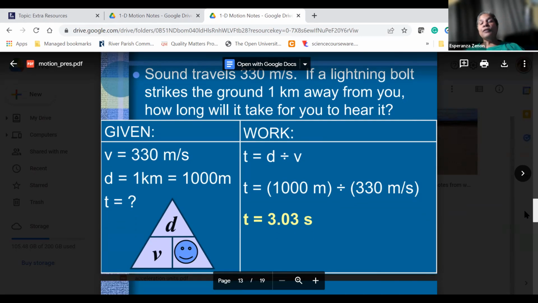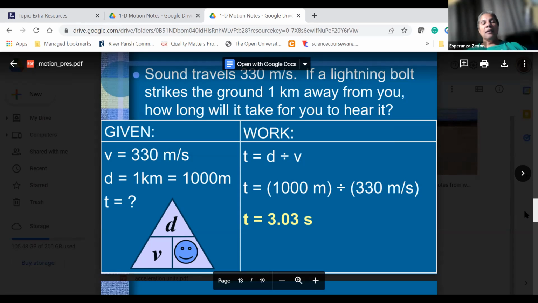Okay. So in this particular example, they give us the speed. They give us the speed for sound, 330 meters per second. And they tell me that the distance is 1 kilometer, because it says 1 kilometer away from you. That's distance. But notice in this problem, you have to do something you should know how to do by now, and that's convert. You have to convert the 1 kilometer to 1,000 meters.